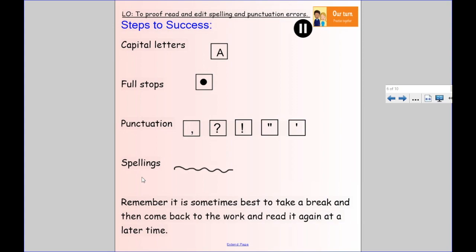Do you notice that the spelling is incorrect just by looking at it? When you sound out the word, does it sound correct? And are any spelling rules that we know being followed? Okay, let's take a look.